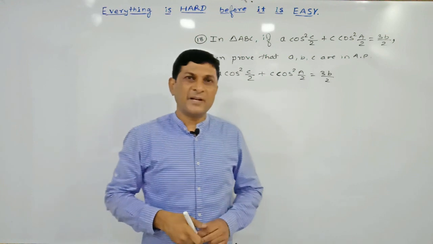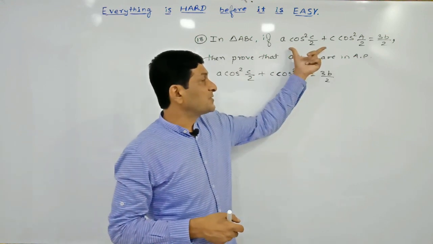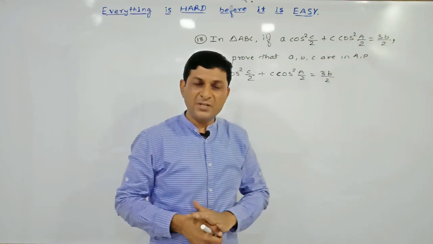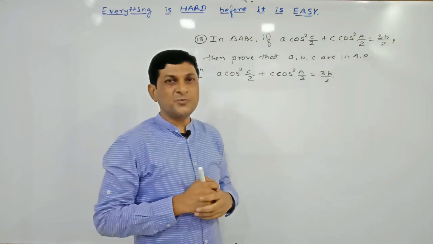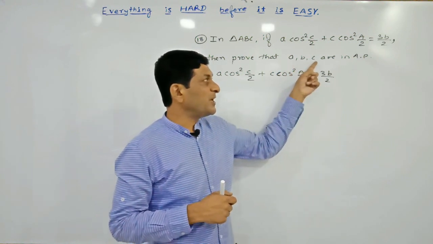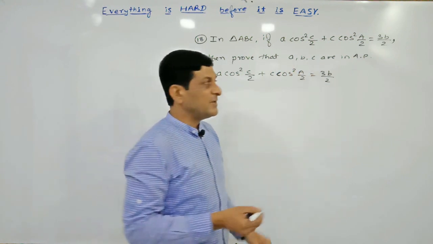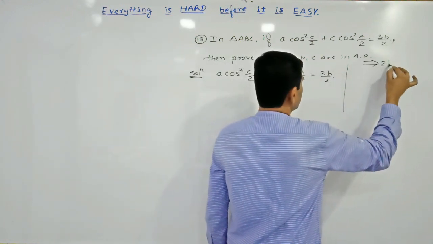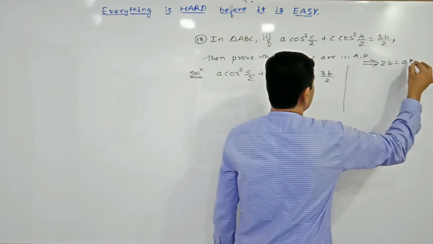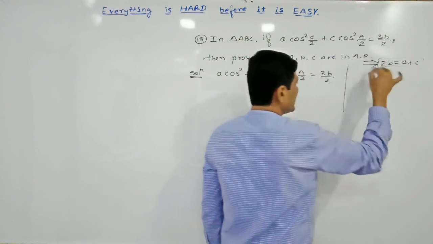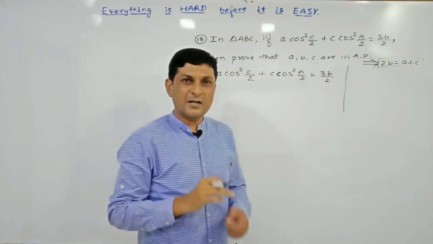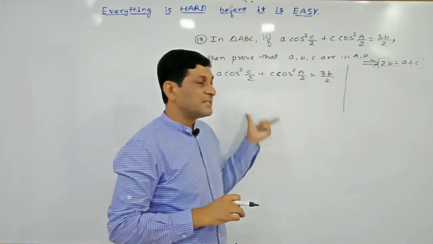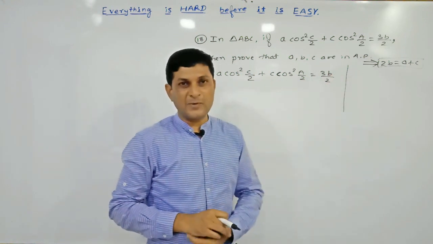See, in example number 18, one equation is given to us, which equation? a cos square c by 2 plus c cos square a by 2 is equal to 3b by 2. Using this, we have to show that these three terms a, b, c are in arithmetic progression. When can we say that a, b, c are in arithmetic progression? To show that a, b, c are in arithmetic progression, we have to prove that twice b will be equal to a plus c. If this condition is satisfied, at that time we can conclude that a, b, c are in what? Arithmetic progression. Now let us simplify this given equation and try to get our required result.